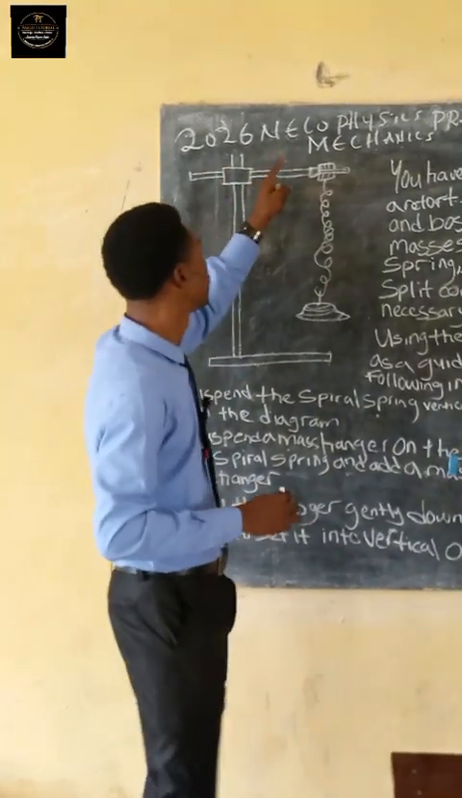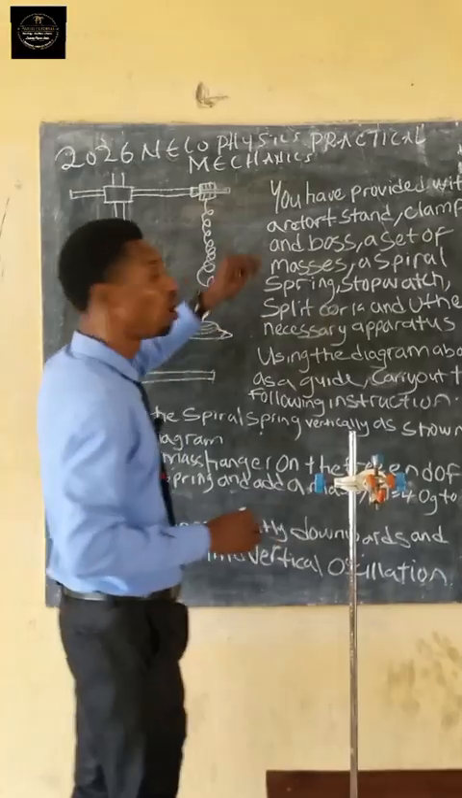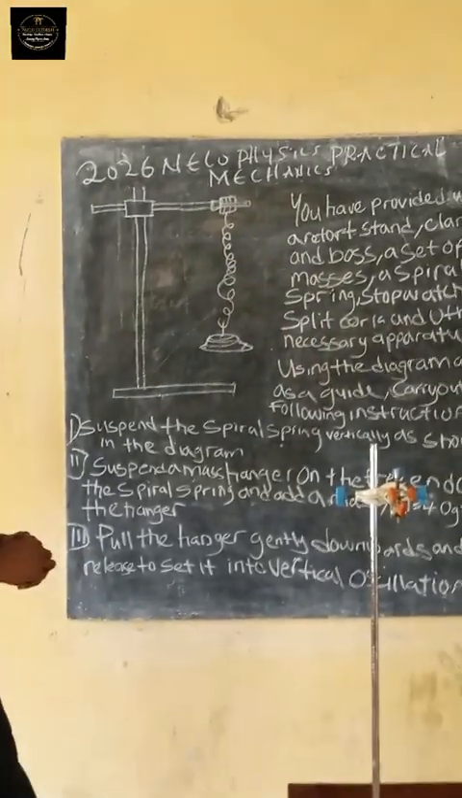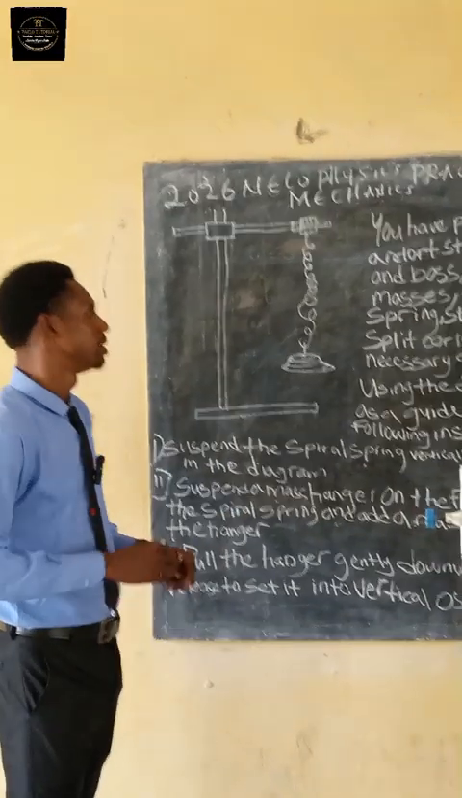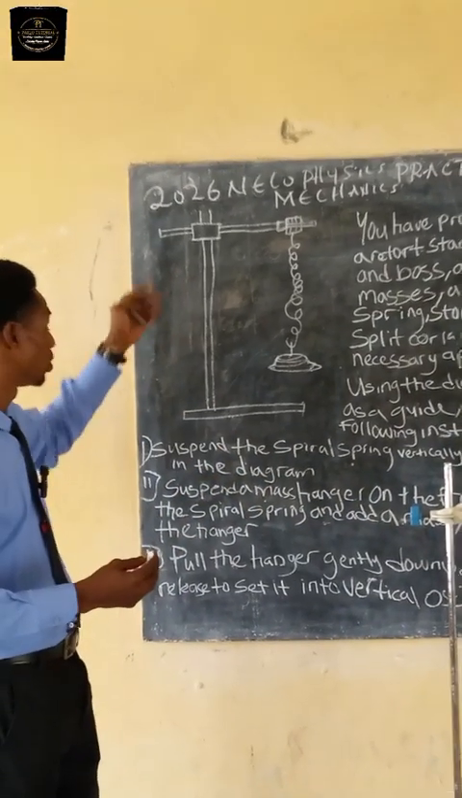Now, this is the 2026 NECO Physics Practical on mechanism. That is number one. This is the diagram of the experiment that we assume is coming for this NECO.